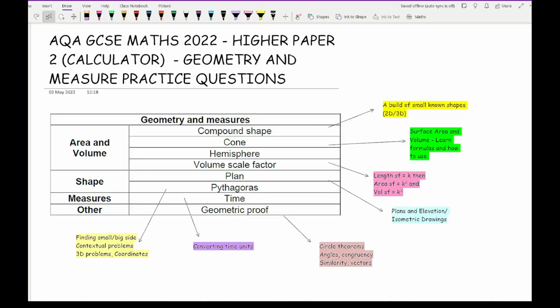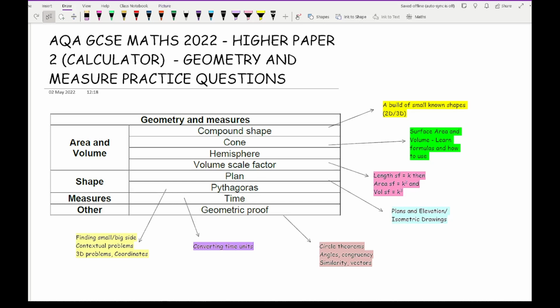So before we get started on some practice questions, let's just have a quick look at the advanced information given about paper 2 on the higher GCSE Maths of 2022 geometry and measure section. So looking at the first one of compound shape.